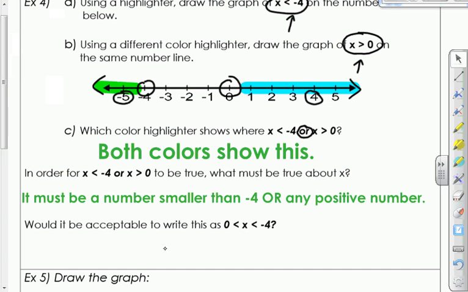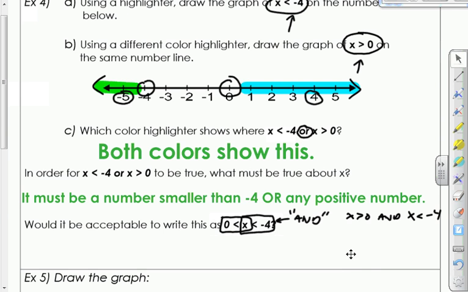So we go on to ask, would it be acceptable to write this as 0 less than x less than -4? Well, this is what we'll call a compound inequality statement. And anytime we see statements that are written in this format, it's implied that an and would be connecting the two statements. So in other words, if we broke this down, one statement would be here, x is greater than 0, and the other statement would be right here, x is less than -4.